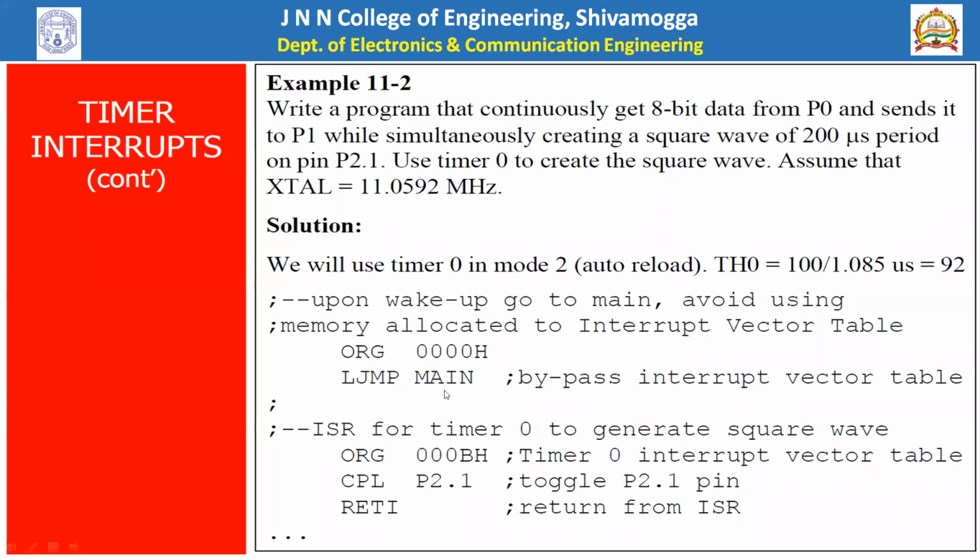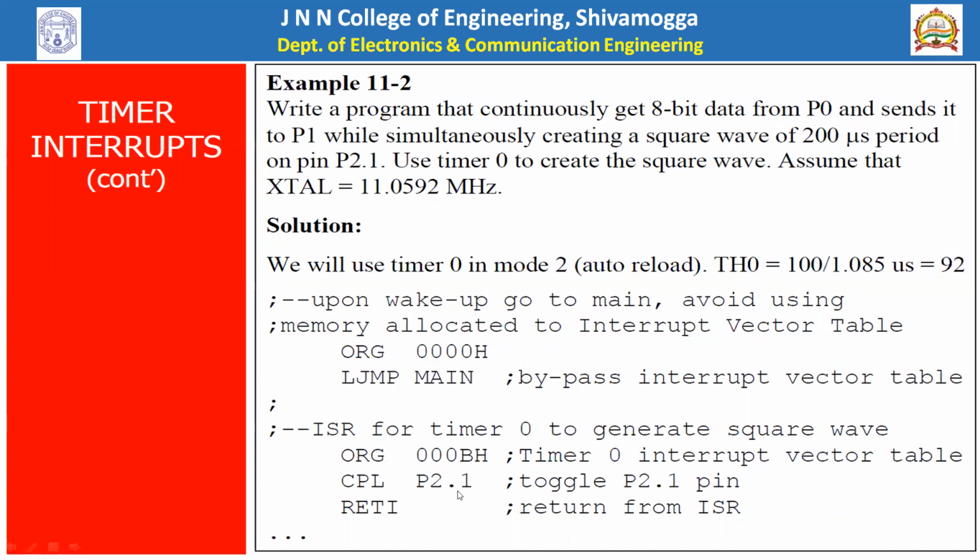In the program, I have already told you that from 0 there is the interrupt vector table, so you have to bypass it. So you have to write LJMP main. Now you have to write the ISR for timer 0 to generate a square wave. Here you can just see the origin: the timer 0 interrupt is at 000B, which is the starting address.